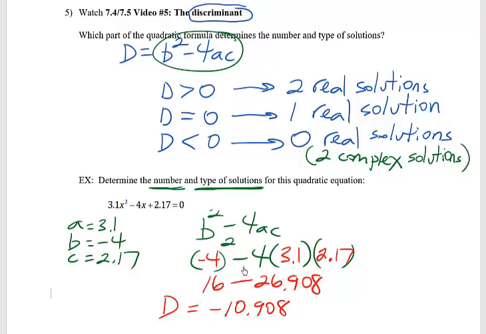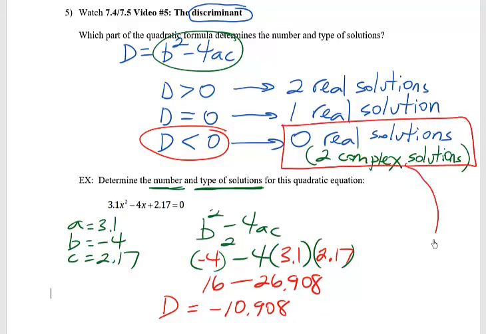Well, according to this chart, if your discriminant comes out negative, which this one did, that is a tip-off that you have no real solutions, or two complex solutions would be another way to say it. So even without solving this equation, I know that I would get two i answers if I was actually going to work it out all the way. Of course, if you wanted to actually find the answers, you'd have to go ahead and use the quadratic formula.